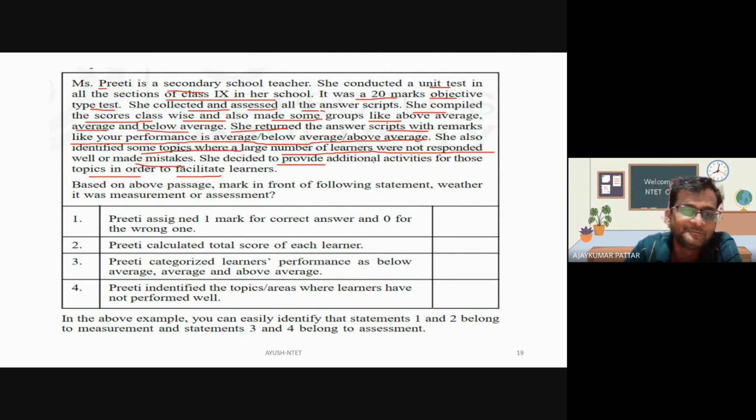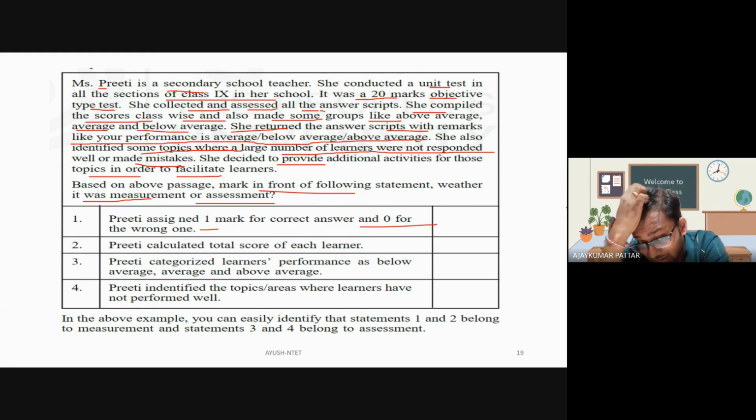Based on the above passage, mark in front of each of the following statements whether it is measurement or assessment. You have to write what is measurement and what is assessment. For example, the first one: Preeti assigns 1 mark for a correct answer and 0 for a wrong answer. What do we call this method, giving 1 mark for a correct answer and 0 for a wrong one? Is it measurement or assessment?